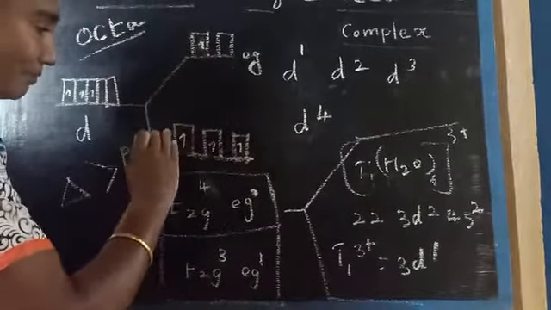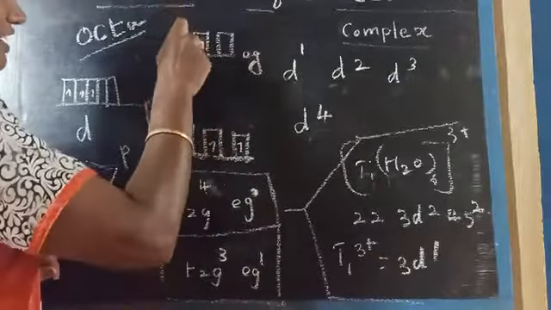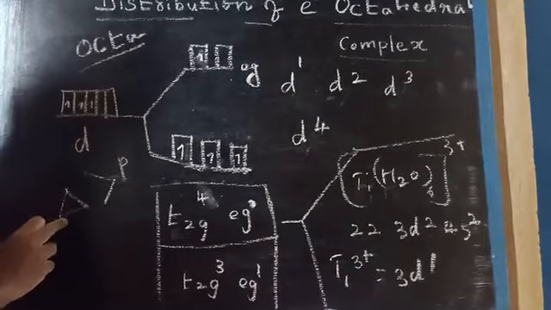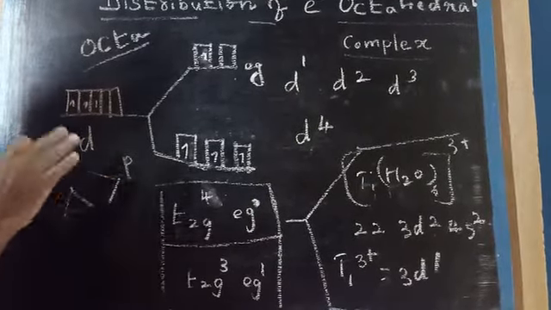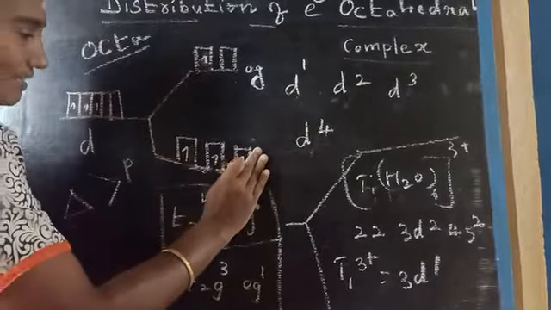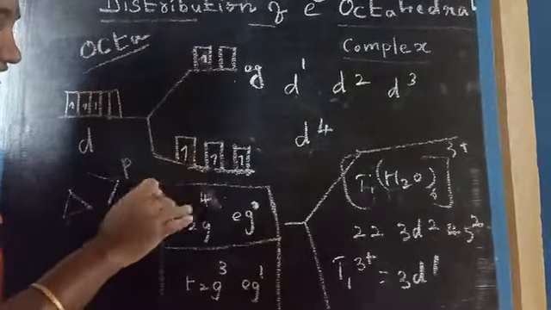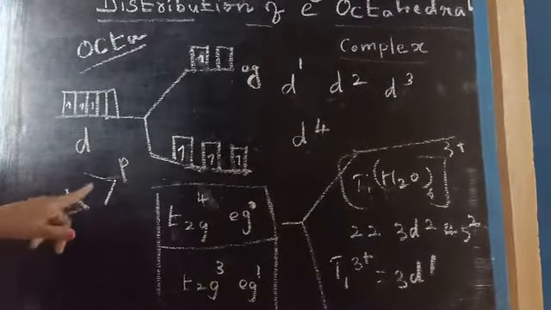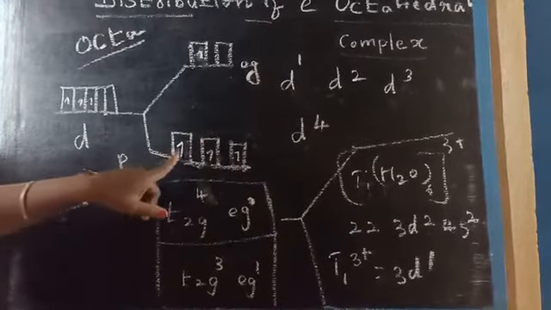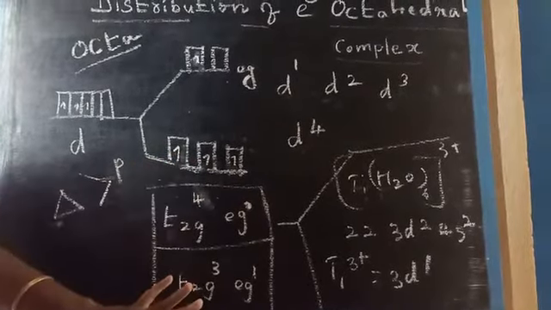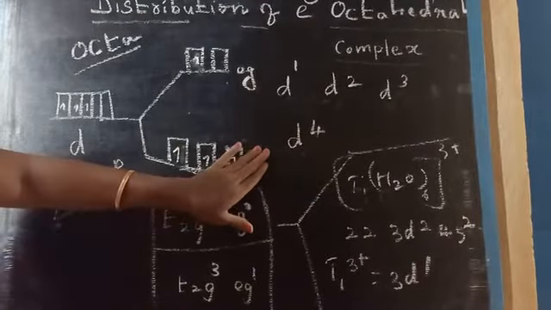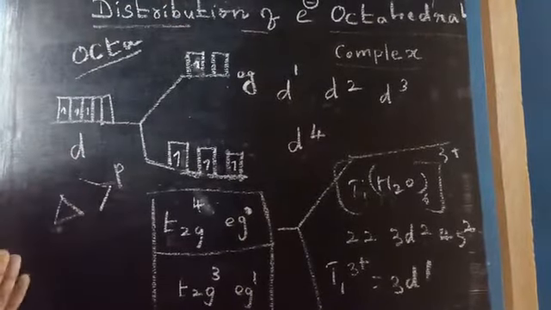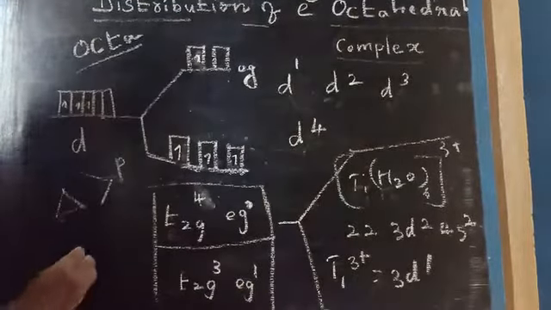After pairing is completed in t2g, the next electron goes to the eg level. Are you clear, children? So now, delta is greater than P. Now start pairing here. Pairing is completed. Next go to the eg, children. This area is very important. So listen again. Now two conditions. Delta is greater than pairing energy: start pairing the electrons. After pairing is completed in t2g, the next electron goes to the eg level. Are you clear?